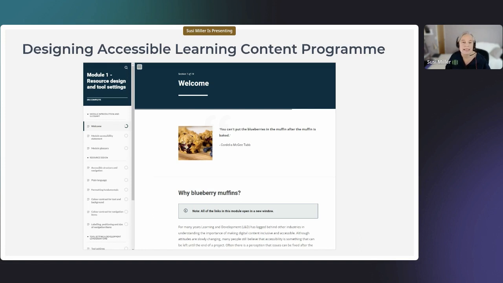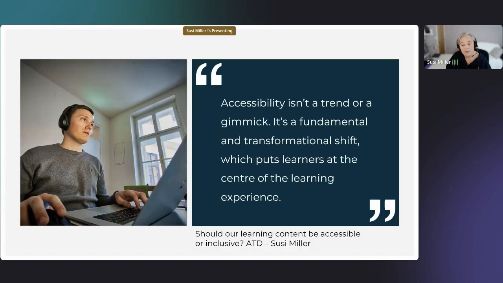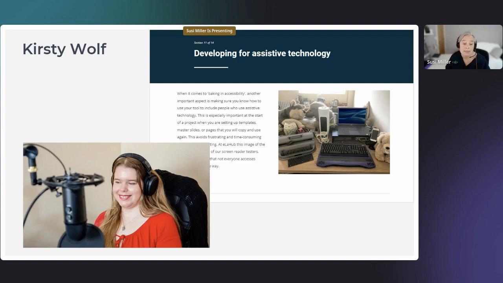So how does designing and developing accessible learning content make better learning practitioners? First and most importantly, finding out how to make learning content accessible shifts the emphasis to a focus on the learner, because considering accessibility is a fundamental and transformational shift, which puts learners at the center of the learning experience. In other words, it encourages learning practitioners to think with empathy about their learning audience. This is particularly the case in my own experience.